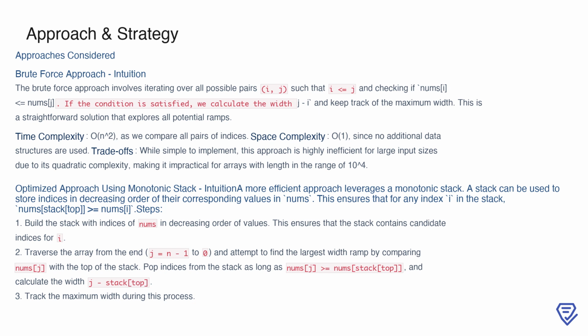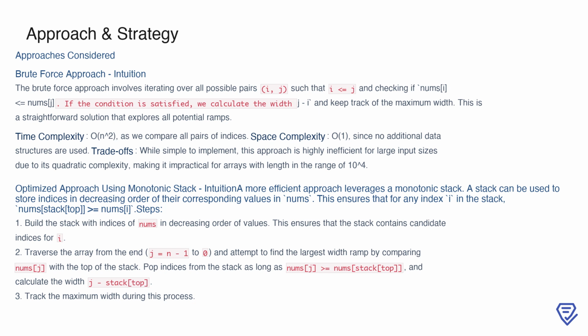To solve the maximum width ramp problem, we can start by considering a brute force approach. Here, we iterate over all possible pairs of indices i, j, where i is less than or equal to j. For each pair, we check if nums[i] is less than or equal to nums[j]. If the condition holds, we calculate the width, which is j - i, and update the maximum width encountered so far. While this approach is straightforward and easy to understand, it requires comparing all possible pairs, leading to a time complexity of n squared. This makes it impractical for larger arrays, particularly when the input size reaches the range of 10 to the power of 4.